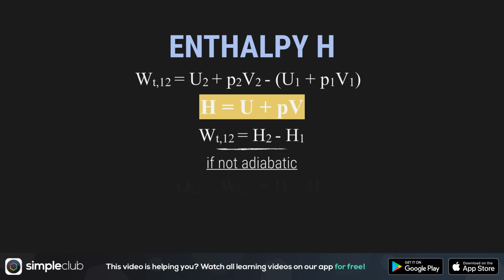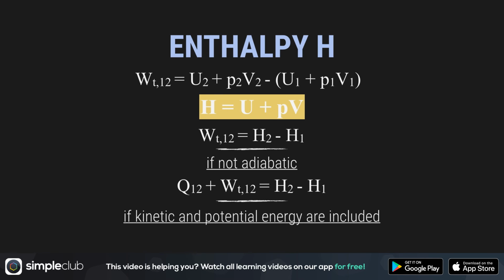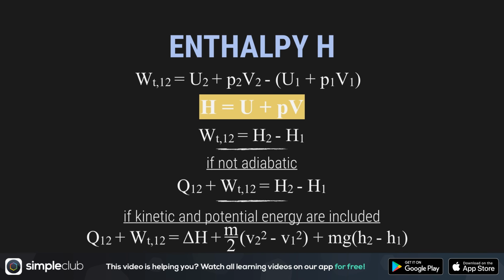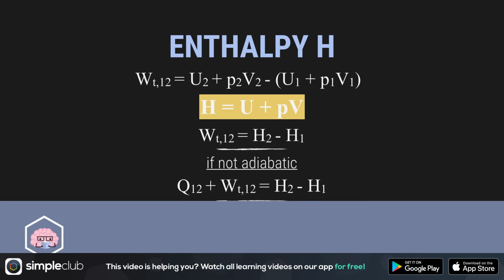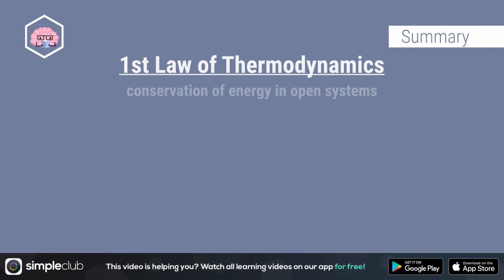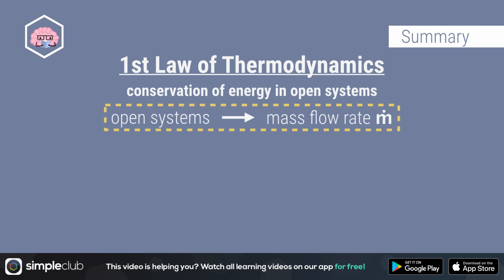If we weren't dealing with an adiabatic system, we'd have to throw in heat. And if we cared about kinetic and potential energy, it's not too hard to expand the formula to this one here. And with that, it looks like we're done again. So let's go over all this once more real quick. Open systems involve a flow of mass.